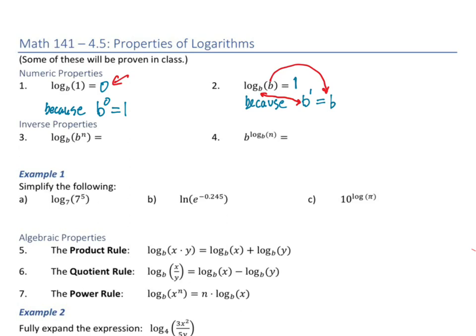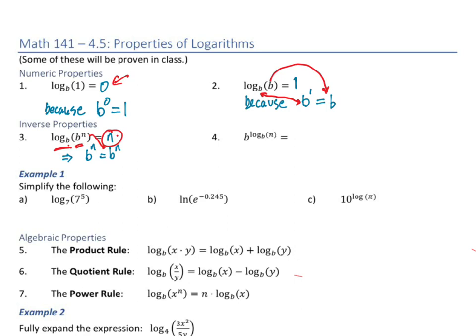The next two get a little bit trickier. They're called the inverse properties, in that log base b of b to the n is equal to n, because as you can see, if we convert it, we have base b to the n equals what's inside, which is b to the n. So the inverse property just simply says if you have log base b of exponential base b, those cancel out and you're just left with n, the exponent.